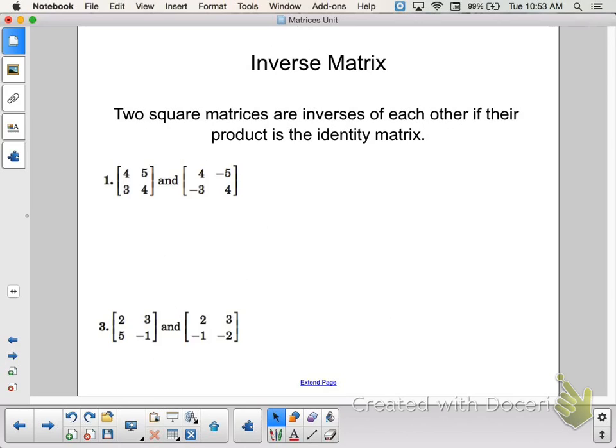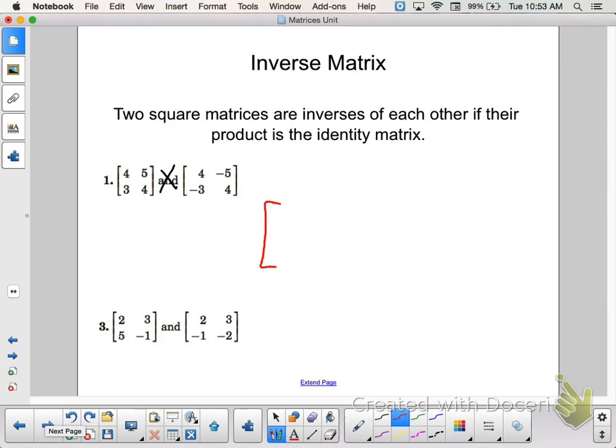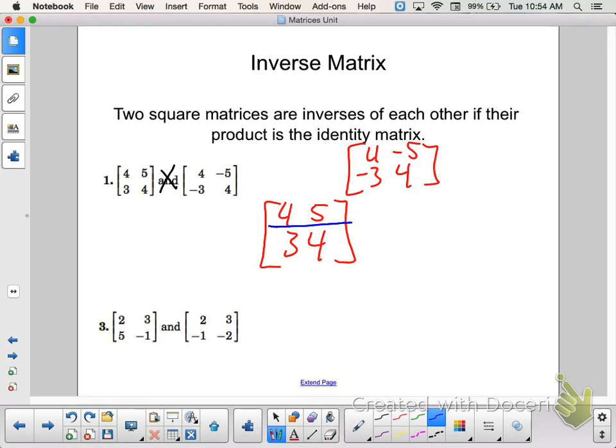So the identity matrix is important because if we're going to determine if 2 matrices are inverses of each other, then their product has to be the identity matrix. So that just means that I will multiply these 2 together. So if I set this up just like normal matrix multiplication, 4, 5, 3, 4, and 4, negative 5, negative 3, and 4. And then if I do my same little line things, just like this, of a new matrix.